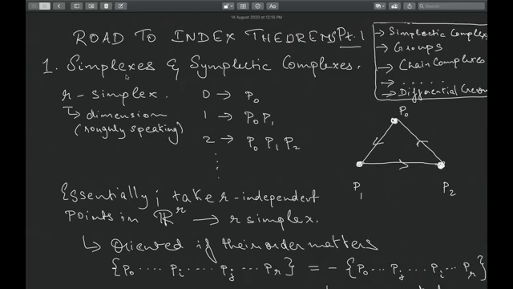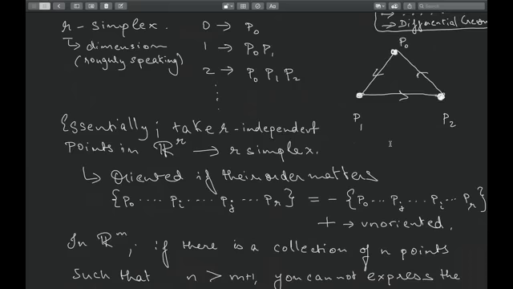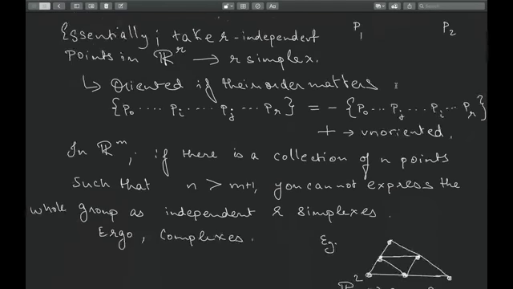Starting off, simplexes and simplicial complexes. An r-simplex is a collection of r independent points in R^r, which is the r-dimensional real space. So you have a zero simplex, which is given by a point, a one simplex, which is given by a line segment joining the 2 points, and then a two simplex given by the triangle, and so on. Now what does an oriented simplex mean?